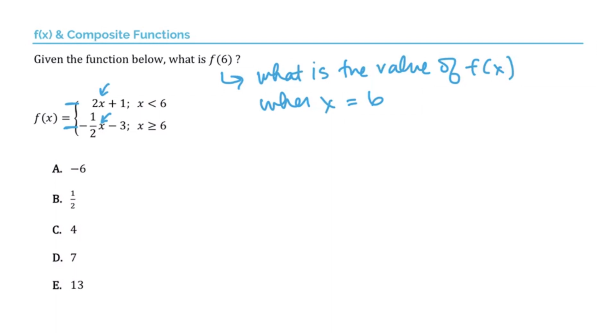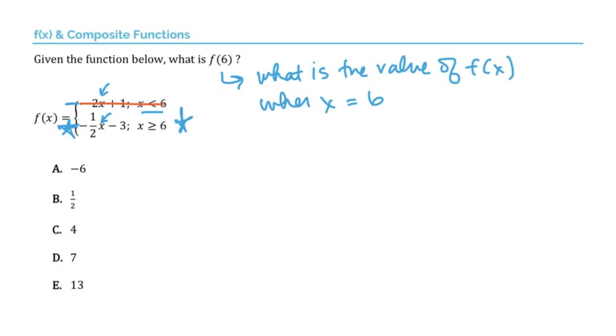Well, the answer is that we need to use our second equation for f of x. The reason is that the first equation only applies for values of x that are less than 6, right? So that domain restriction of basically saying, hey, use this when x is less than 6, well, that means that we could use it if x was 5 or 4 or 5.9999999, but they're actually asking us when x is 6, so we cannot use that first one.